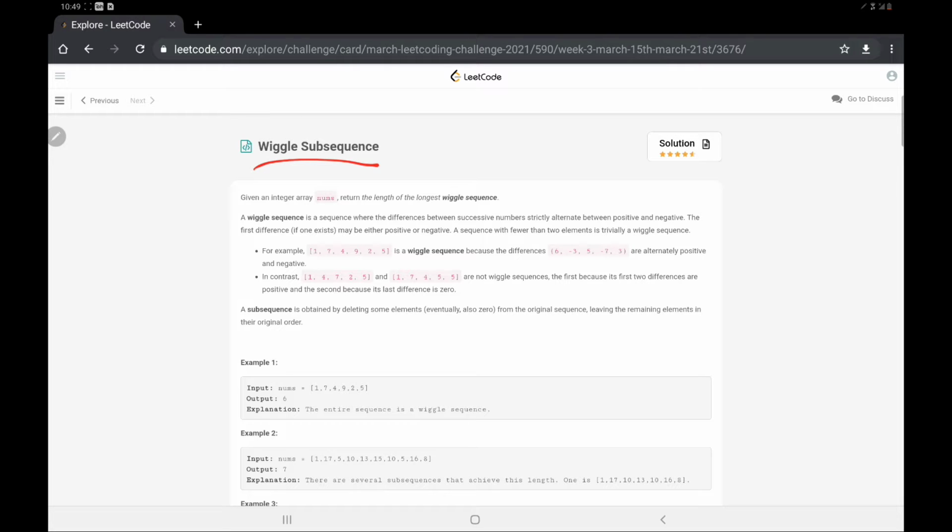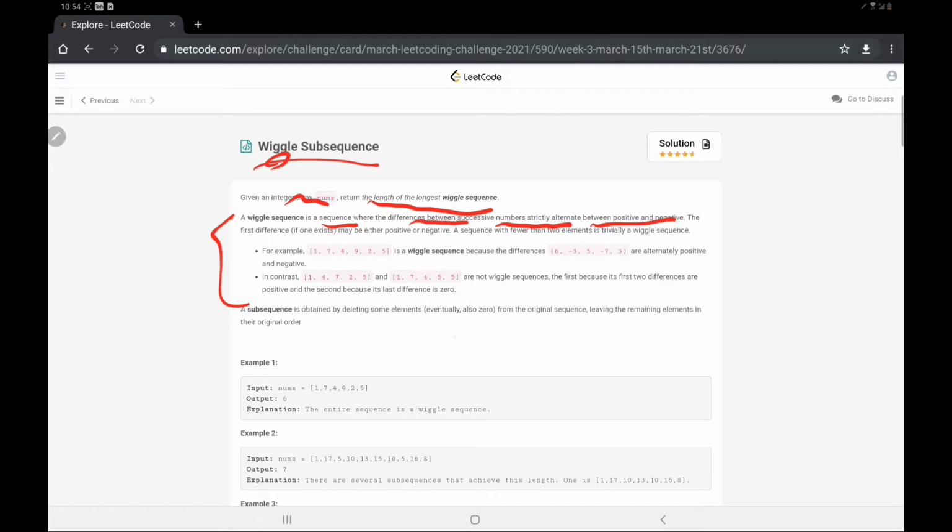So given an integer array nums, we have to return the length of the longest wiggle subsequence. What does this wiggle mean? A wiggle sequence is a sequence where the difference between the successive numbers alternates between positive and negative.